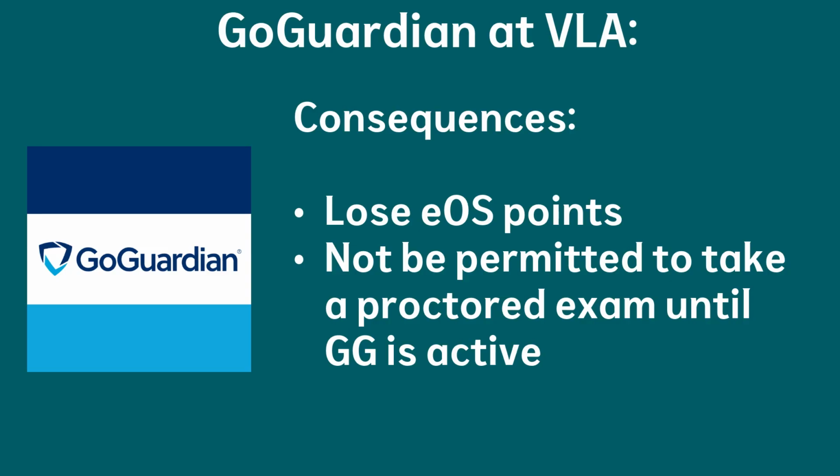If a student is present in class but does not have GoGuardian active, the student may face the following consequences. They could lose EOS points for not following behavior expectations, and if there is a proctored exam that day, they may not be permitted to take that exam until they have GoGuardian active.